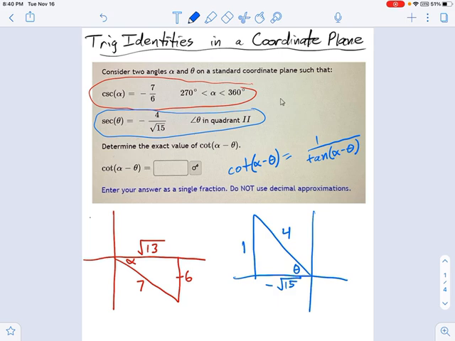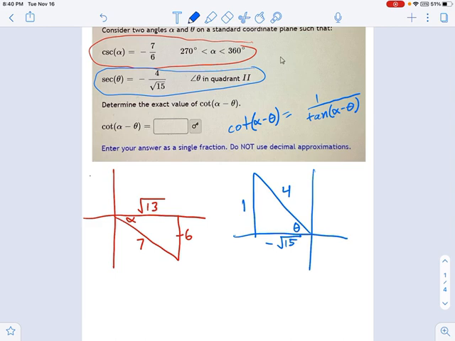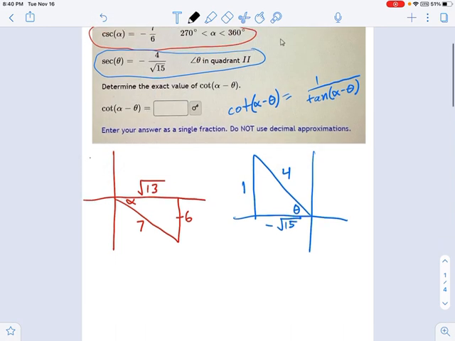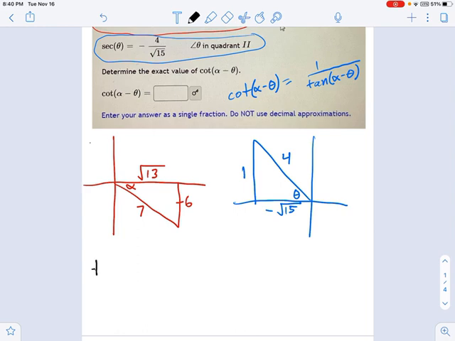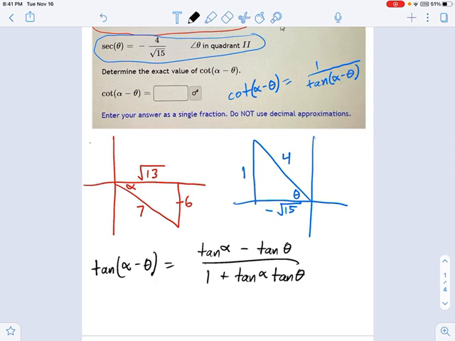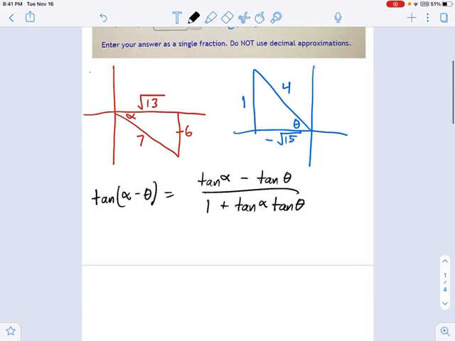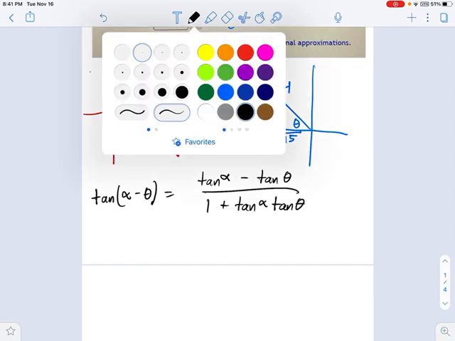You see, the shape that I just drew makes very little sense. I mean, 1 looks almost as long as 4 in this example. Who cares? We're just using this as a little diagram to keep track of all our numbers so we don't lose track of things. Now, tangent. Remember what the tangent identity says. Tangent of alpha minus theta equals the tangent of alpha minus the tangent of theta, all over 1 plus tangent alpha tangent theta. Now our job is to put in what tangent of alpha and tangent of theta are.